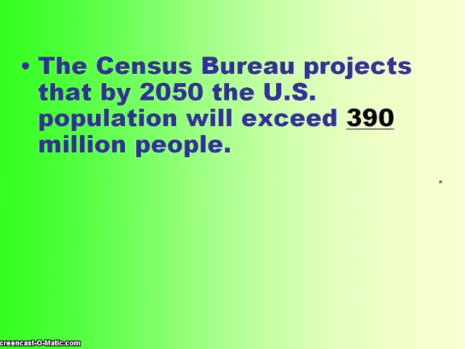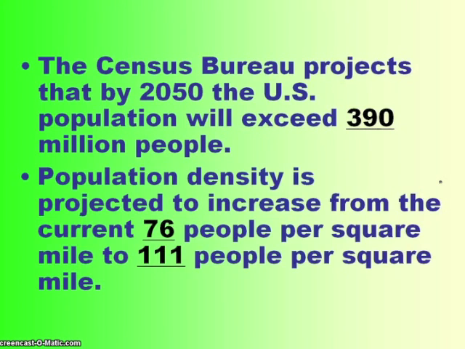Now, the Census Bureau does project that by 2050, the United States population will exceed 390 million people. Again, do they know for sure? No, it's just a projection. And we are doing a good job of getting there, but we are starting to slow down a bit as well. And population density is projected to increase from a current 76 people per square mile to 111 people per square mile. So what exactly does that mean?